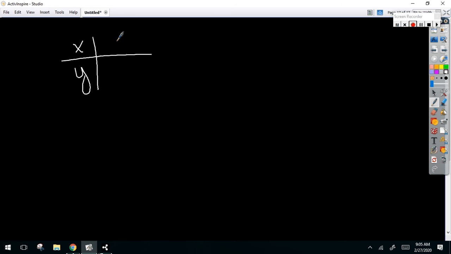Let's look at this one. Let me give it to you a different way. Find the slope that passes through these 2 points. Same thing. The most important thing to remember here is y on top and x on the bottom. Okay, you have to do it that way.